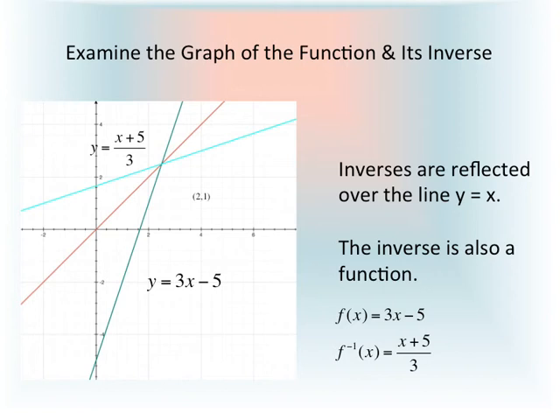We also remember that the x and y values will be interchanged between the function and its inverse. In the function, we can see that the point 2 comma negative 1 exists, and when we interchange those x and y values, we can see that in the inverse, the point 1 comma 2 is also in existence.